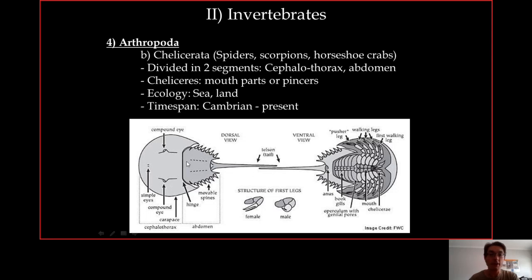Why? Because it has only two segments. It has an abdomen here, and it has a cephalothorax here. The cephalothorax is the fusion of the head, cephalo, and the body, thorax. It's very typical of chelicerates, so your spiders also don't have a head, they have a cephalothorax. The head is fused to the body.